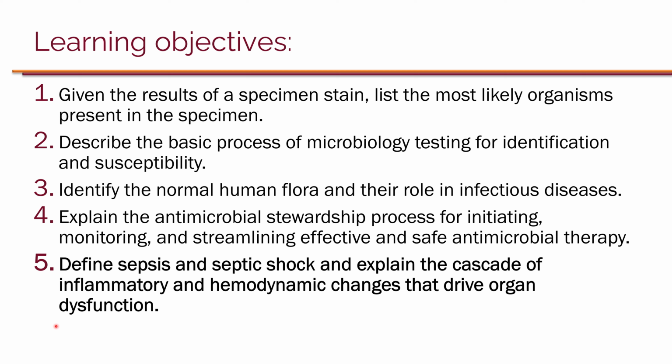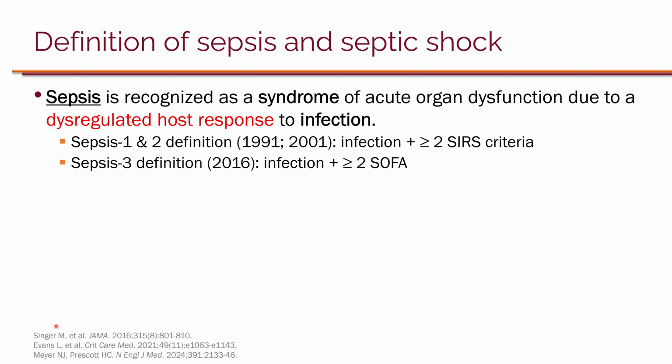Now let's define sepsis and septic shock and explain the cascade of inflammatory and hemodynamic changes that drive organ dysfunction. Sepsis is recognized as a syndrome of acute organ dysfunction due to a dysregulated host response to infection. So in other words, you need to have infection present or suspected, at least, in order to have the syndrome of sepsis in response to infection.